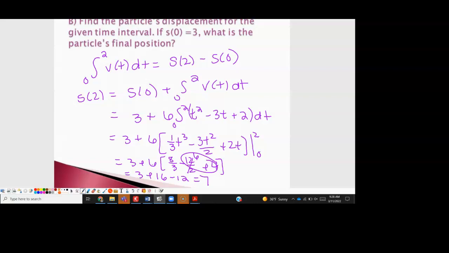And it would just be units because I didn't tell you meters, feet, etc.